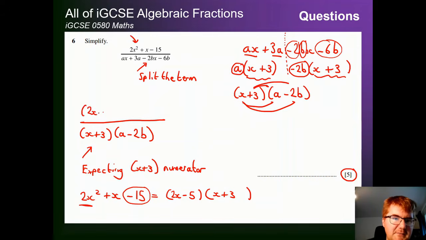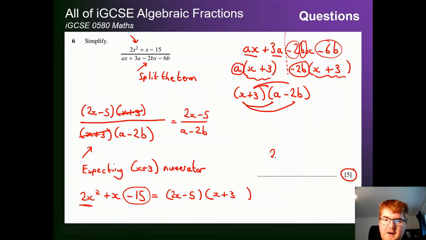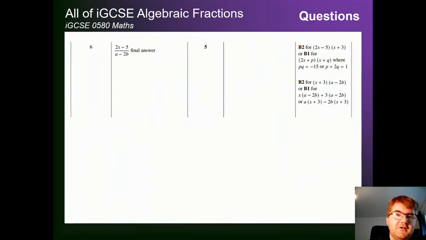So we have 2x minus 5 over x plus 3. We can cancel through like we've done before and get 2x minus 5 over a minus 2b. And that is our final answer for a whopping, absolutely whopping 5 marks here. Okay, so you can check through your solution and see that we get to this answer here.